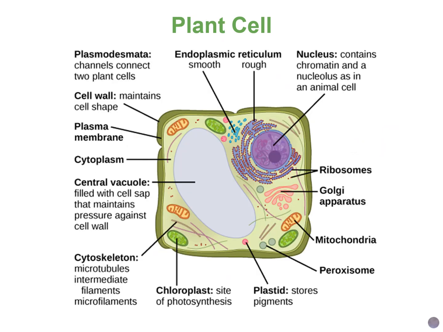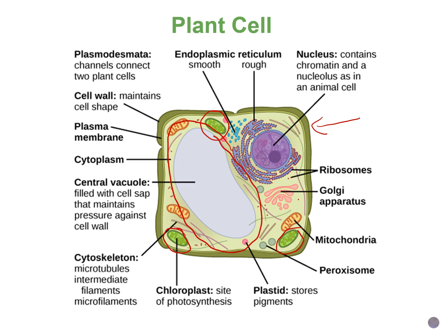So here I have my plant cell. I see the cell wall. I see green color, so these are chloroplasts. These are the organelles that allow for photosynthesis. I see plastids around and that large central vacuole that animal cells do not have. And again, plant cells don't have that centrosome.